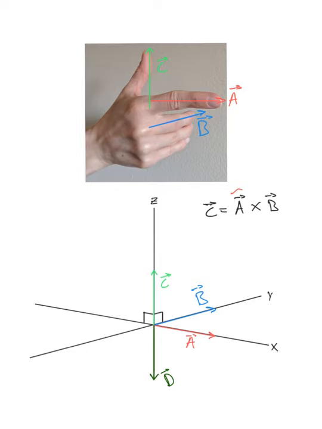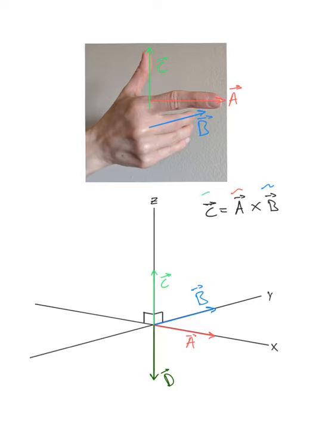The second vector in your cross product should be pointed in the same direction as your other three fingers. In this case, the second vector in our cross product is the B vector, so our three other fingers need to point in the direction of the B vector. In this case, that is the y direction. And finally, our thumb is going to point in the direction of the result of our cross product, our C vector.